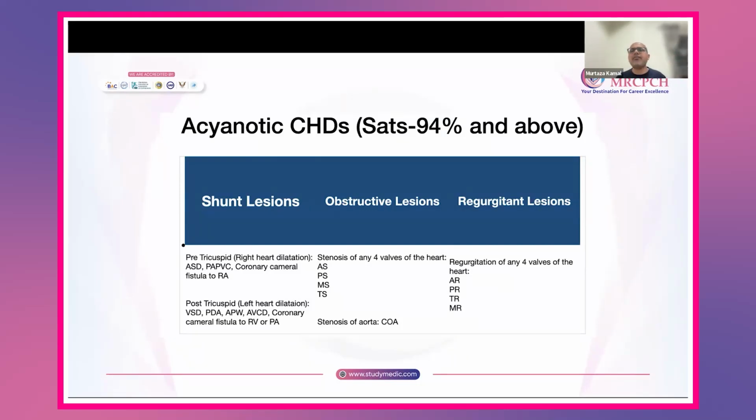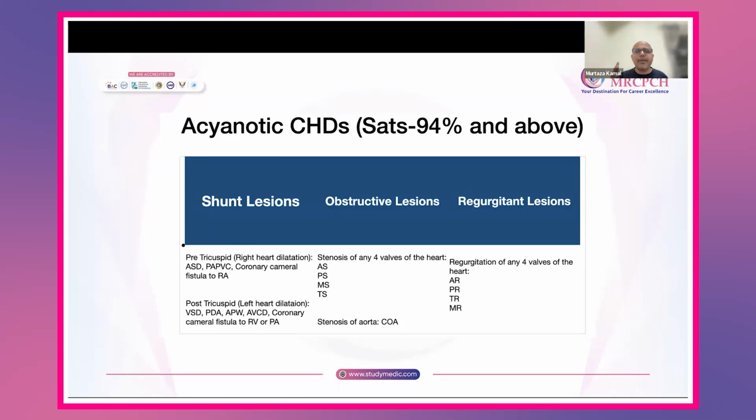For the shunt lesions, we have classified them into those which are above the tricuspid valve and those which are below the tricuspid valve. Why have we classified them as above the tricuspid and below the tricuspid? Because it is solely hemodynamic based. Those shunt lesions which are above the tricuspid valve cause right heart dilatation. RA and RV will be dilated along with the pulmonary artery. Whereas those which are below the tricuspid valve, the left heart is dilated, LA and LV are dilated along with the pulmonary artery. So pre-tricuspid shunts will cause right heart dilatation, whereas post-tricuspid shunts will cause left heart dilatation. This is a very important differential between the two, and it is repeatedly asked in the exams.